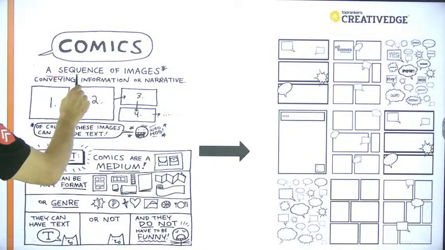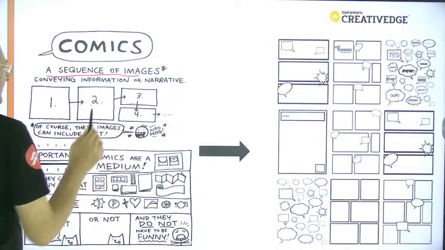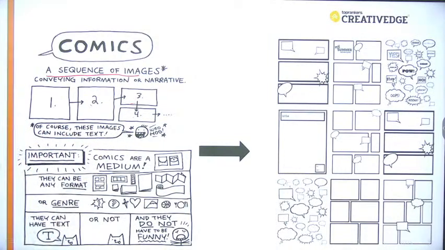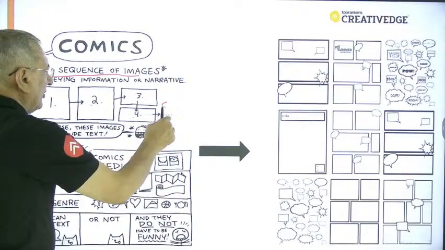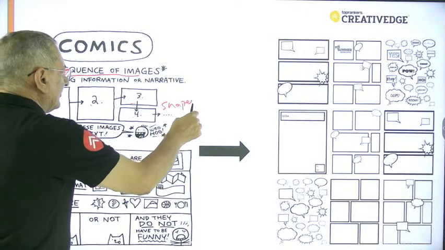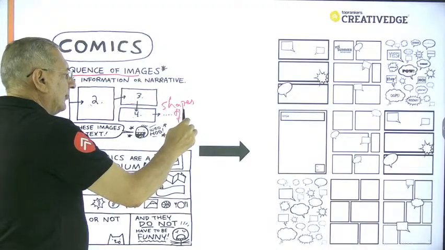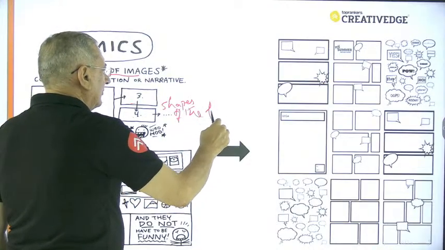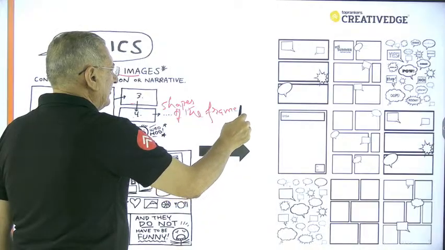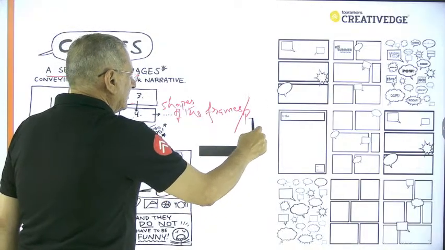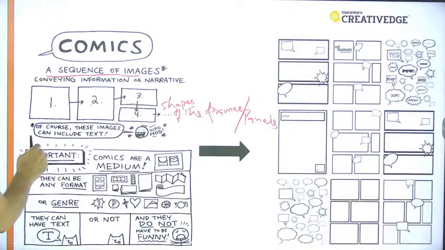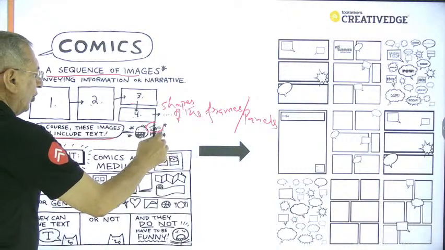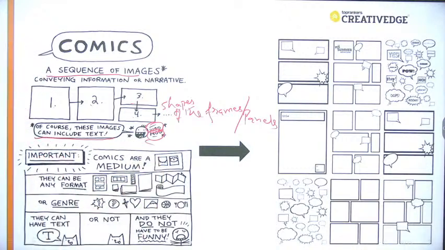So a sequence of images is placed here. Now it is only in the comic strip that you can use different sizes and shapes of the frames. What is the other name of frame? Panels. Of course, these images can include text, even the sound. Ooh, oh, wow, etc.